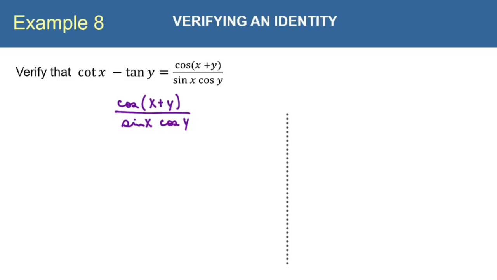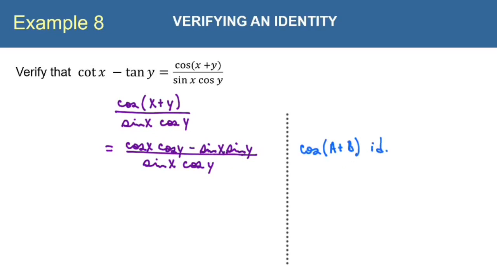So let's do that, but first I'm going to copy down our fraction bar and the denominator of our expression because that's not going to change. Now in the top, cosine of x plus y can be rewritten as cosine of x times cosine of y minus sine of x times sine of y. Over here on the right, let's state that we used that cosine of a plus b identity.